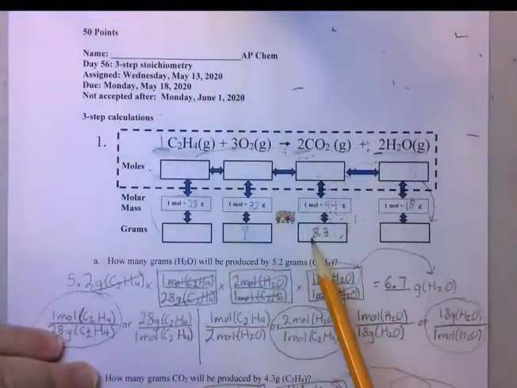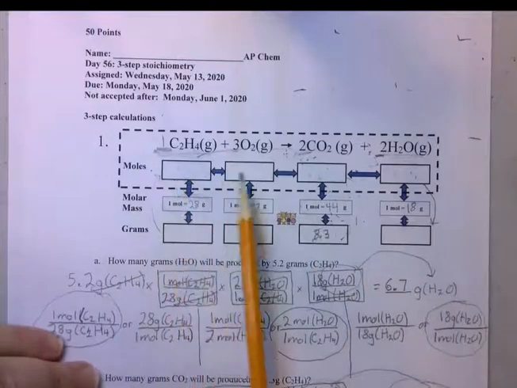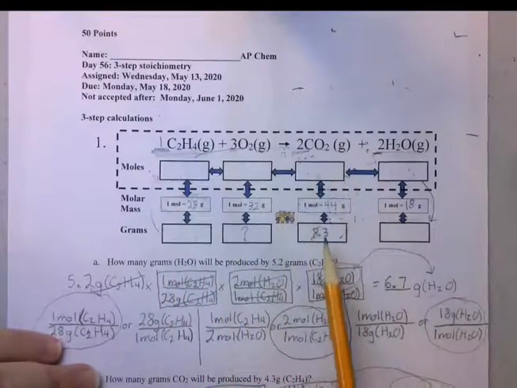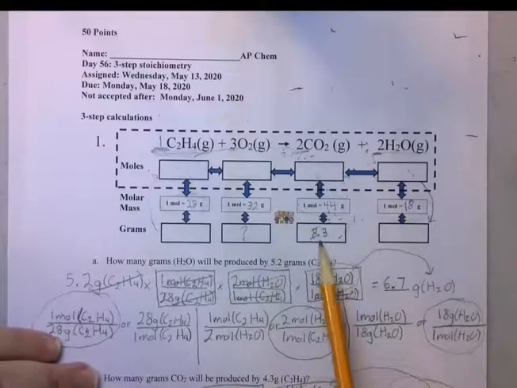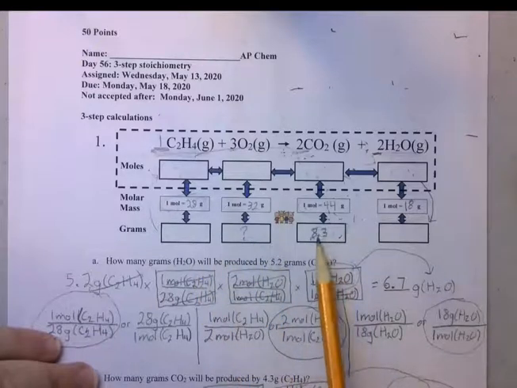Okay, so we're going to start here and we need to end up here. Even though the chemical reaction is going from left to right, from reactants over here to products, our math equation is going in the other direction. Because we're already given a certain number of grams of a product, and we want to know how many grams of a reactant it will take to give us that.